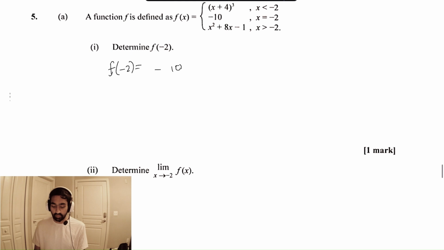Okay, this next part asks us to find the limit as x approaches minus 2 of f of x. Now, to do this, we have to remember the concepts of left-hand limit and right-hand limit, or limit from above and limit from below.